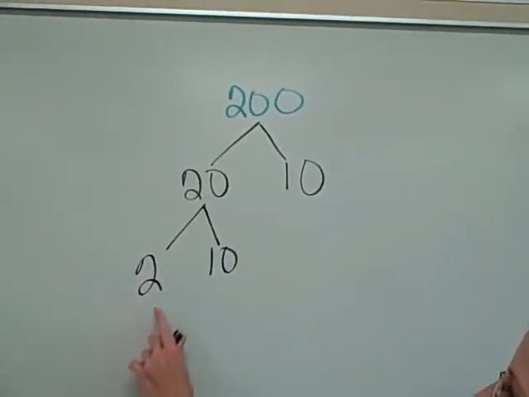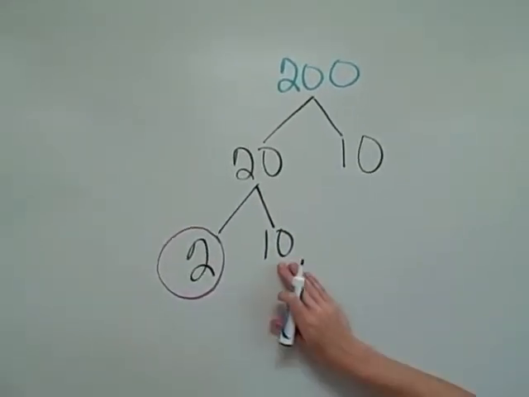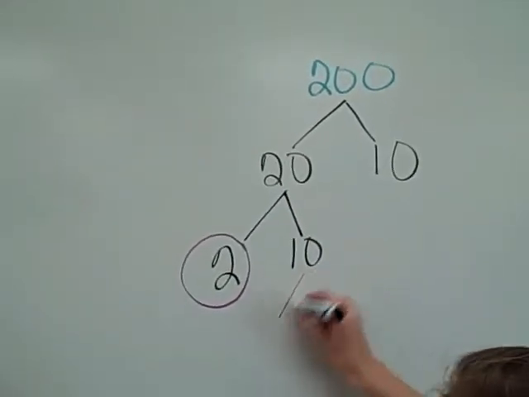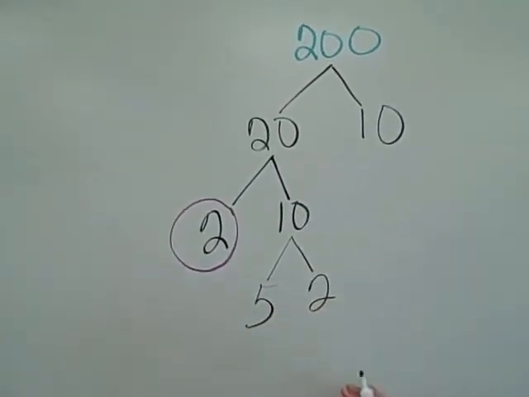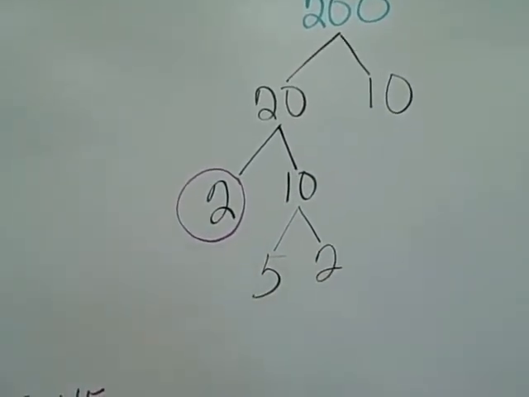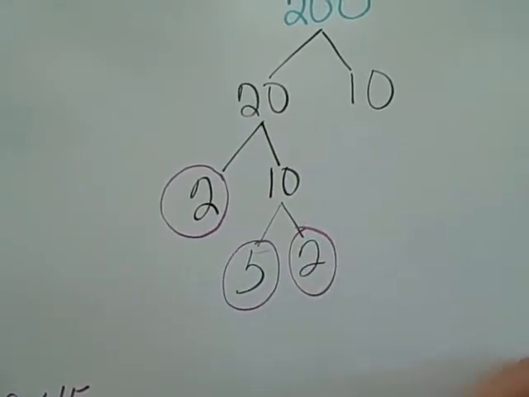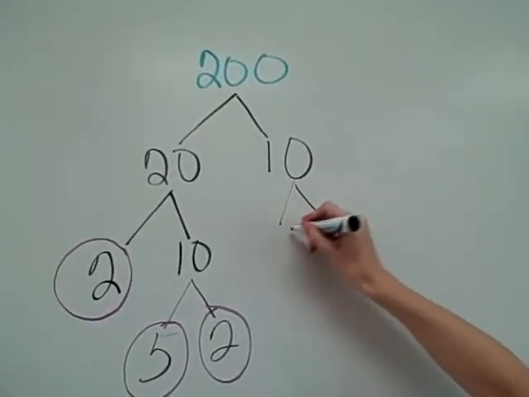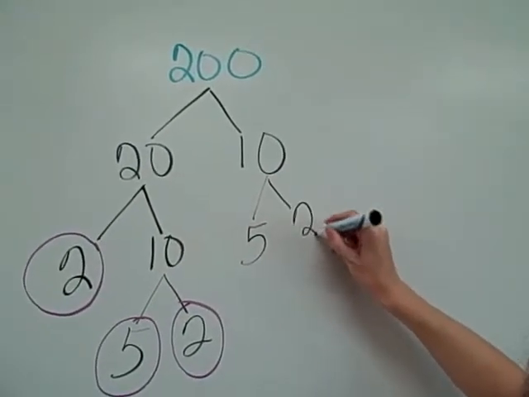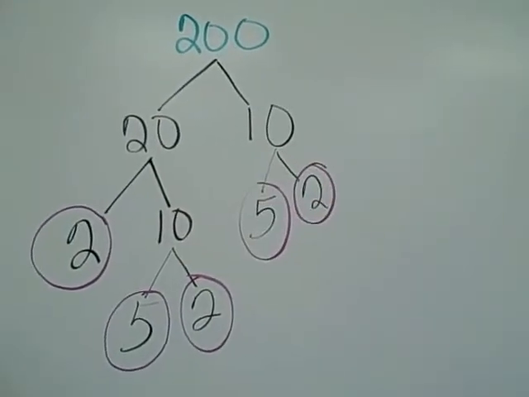I've come to a prime number, so I'm going to circle it. But 10 is not prime. It can still be broken down, and we're trying to break it all the way down. 5 and 2 make 10. I have now come to branches that are stopping at prime numbers. Don't forget this 10 up here. 5 times 2 are both prime numbers.